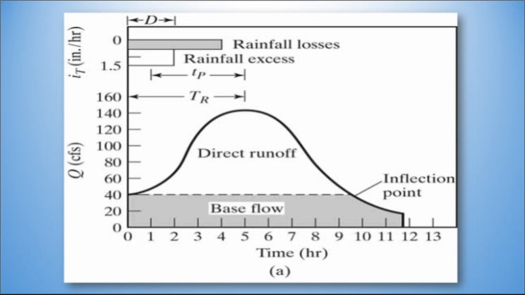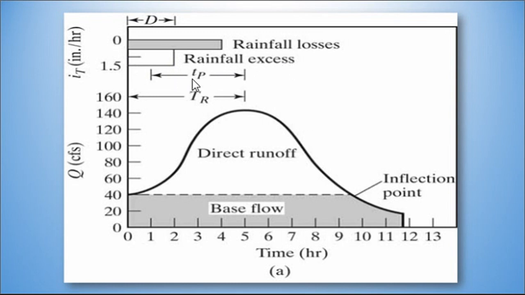Again, see this particular hydrograph, which has the components of base flow. Time is shown in hours, discharge is shown as Q, and rather intensity is shown in inches per hour. This D shows the duration of rainfall, which is 2 hours. The gray colored box indicates the rainfall losses, and this area shows the rainfall excess.